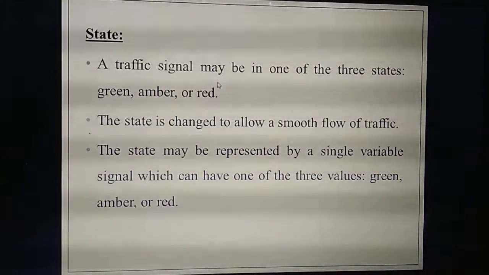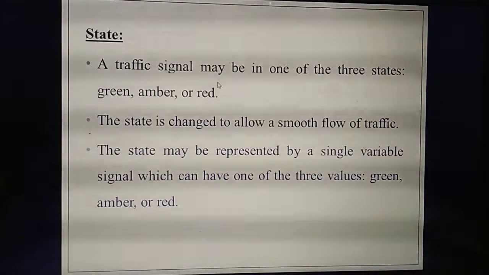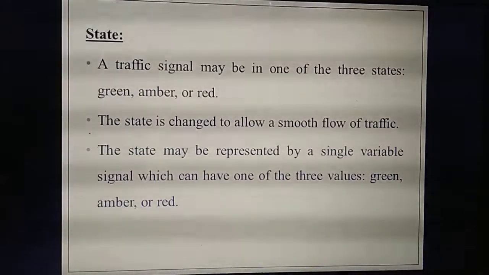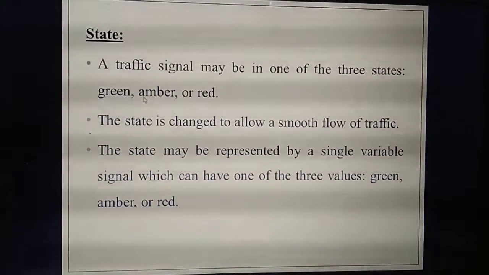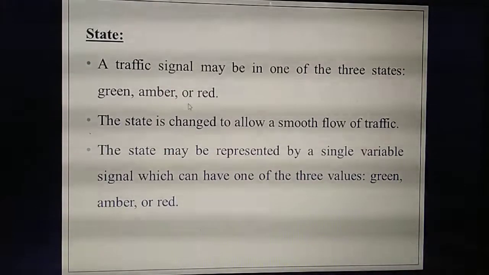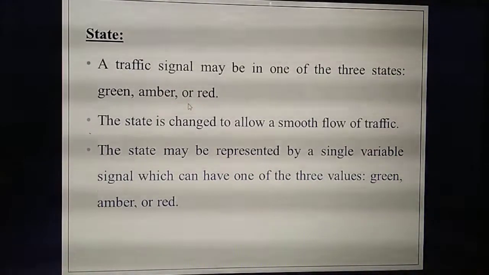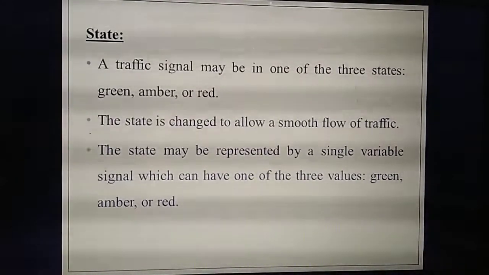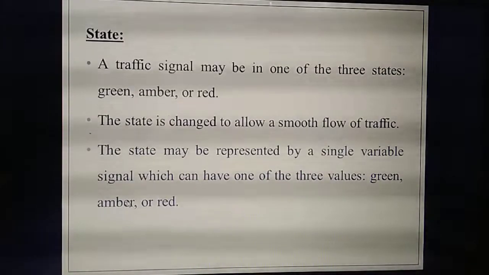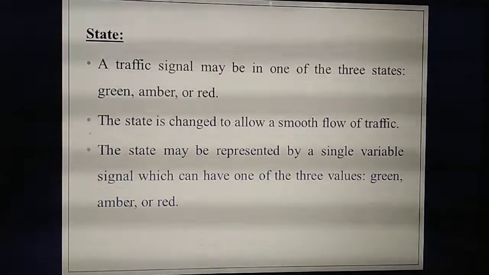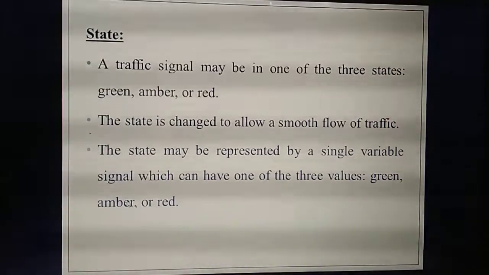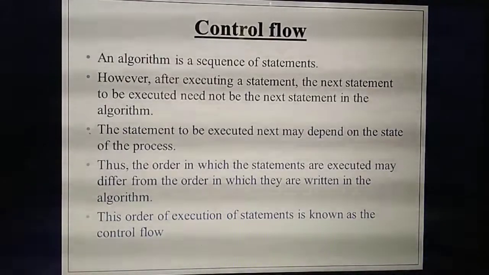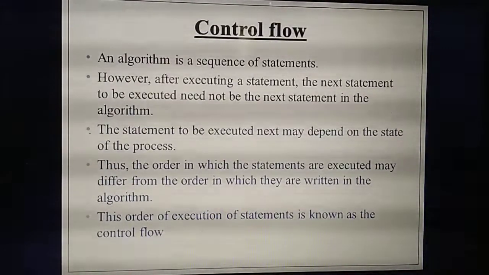Understand? So understand what you mean by state. State means you are going to represent particular things in variables in an algorithm. That is the example they are telling. For a traffic signal you need 3 variables: green, amber or red. The state needs to be changed based on the condition. So you are representing the state in 3 variables. For example, green means you need to go, red means you need to stop. That's the state. Understand? Next you are going to study about control flow. Okay, control flow. What do you mean by flow?